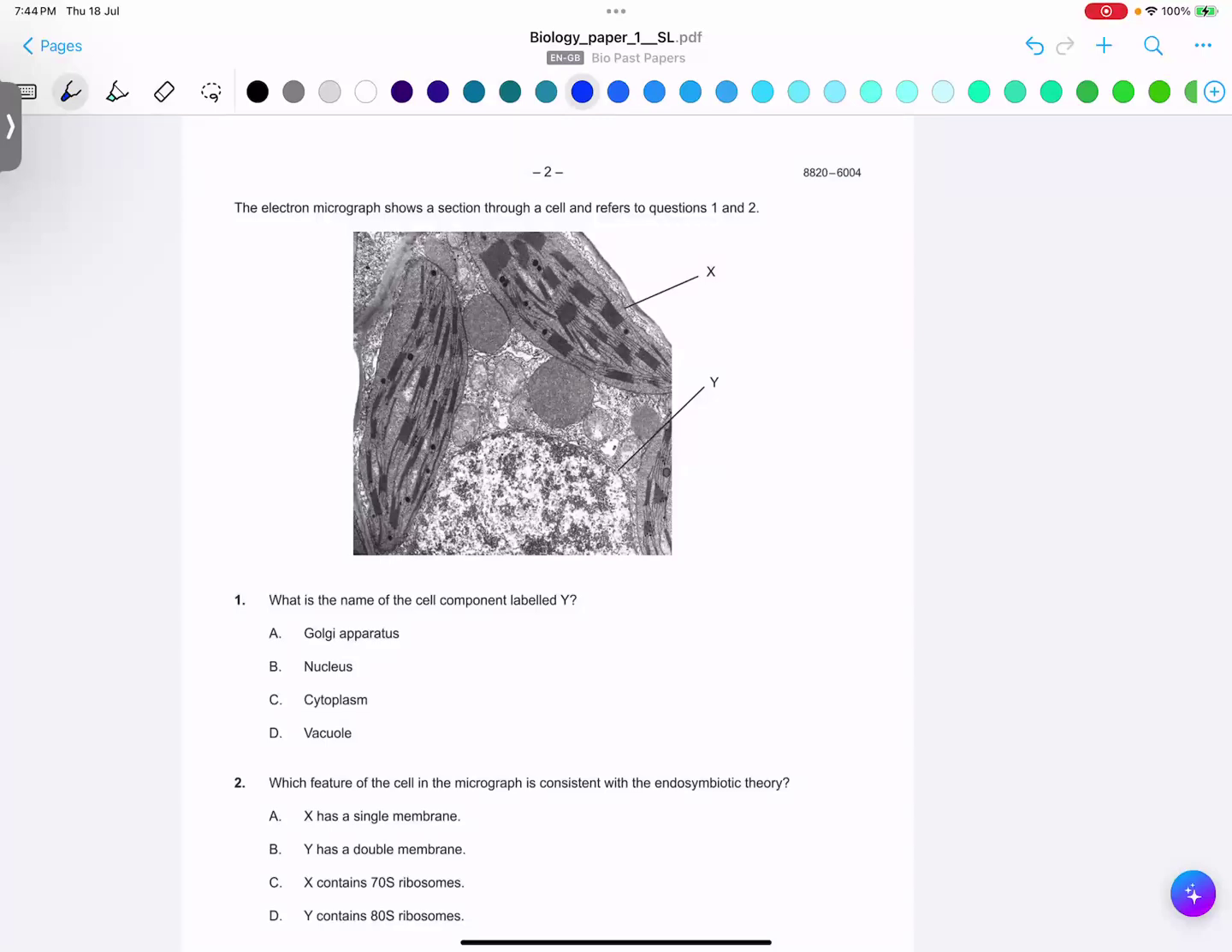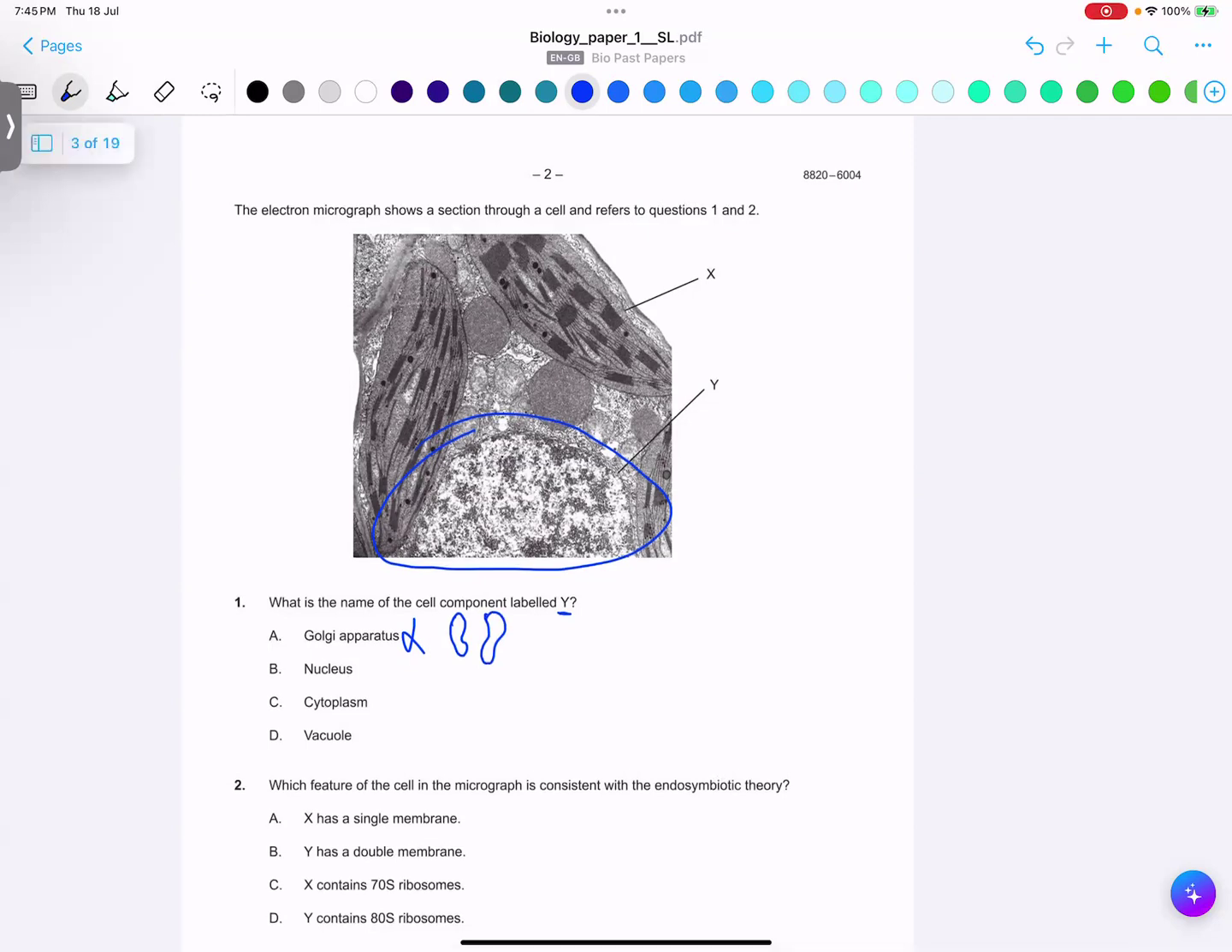So let us begin. What is the name of the cell component Y? And this is Y right here. We need to know what this component is. For option A, we're going to be using elimination for this one. Option A is the Golgi apparatus. No, it is not, because the Golgi apparatus is much smaller in size. Plus, the Golgi apparatus is in charge of protein distribution and protein transportation, and it usually looks something around that shape. So no. The second one is nucleus.